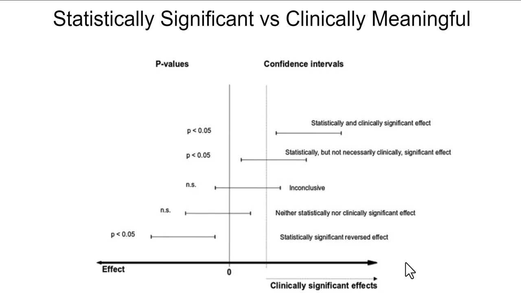So this is something that we'll look at as we move forward, specifically when we look at different meta-analyses, and you're always comparing whether something's statistically significant versus clinically meaningful. Something can be statistically significant and not have any clinical meaningfulness at all. So that's the importance of looking at that point estimate versus the confidence interval.